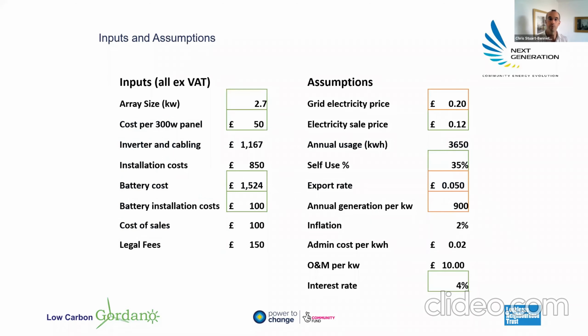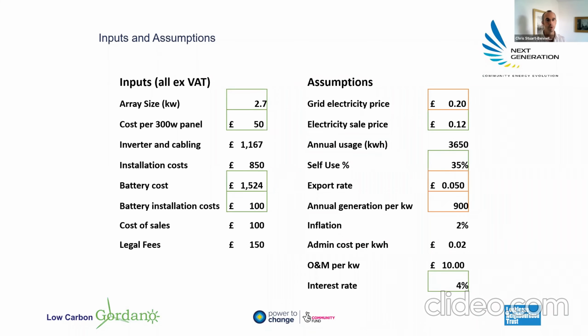So to talk you through the inputs and assumptions, anything that's in a green box was broadly under our control, and we could tweak that to an extent, or we could negotiate with people to try and change prices. Anything that was in an orange box is effectively outside of our control. So array size, it's up to us to decide how many panels we stick on the roofs, so we have control over that. The cost per panel, the latest quote we had from November 2020 was at £50 a panel.